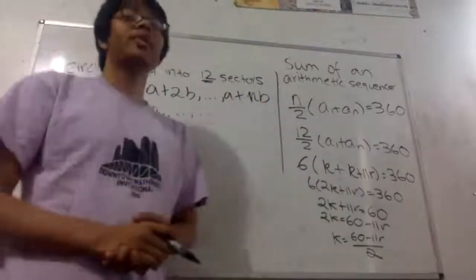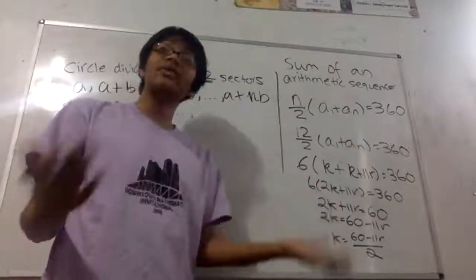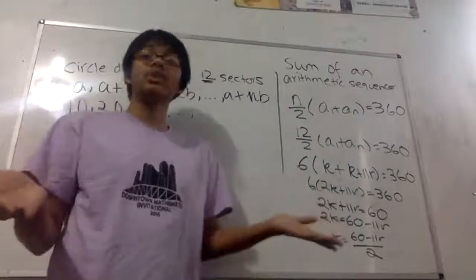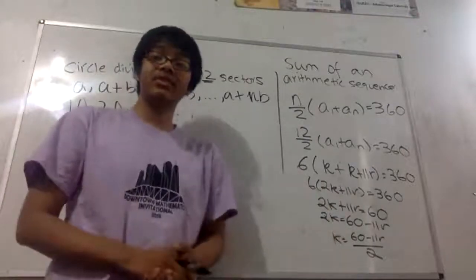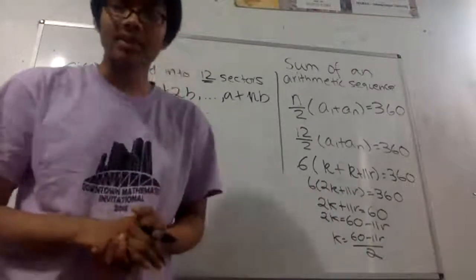Now, how can we go about solving this equation? We have two variables and only one equation. This isn't even a system of equations. So how can we solve this?